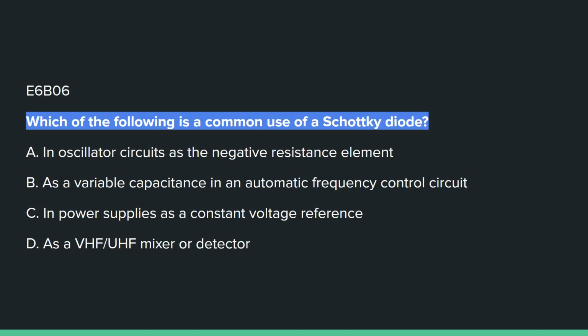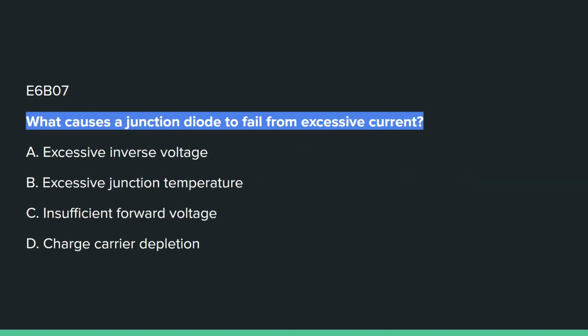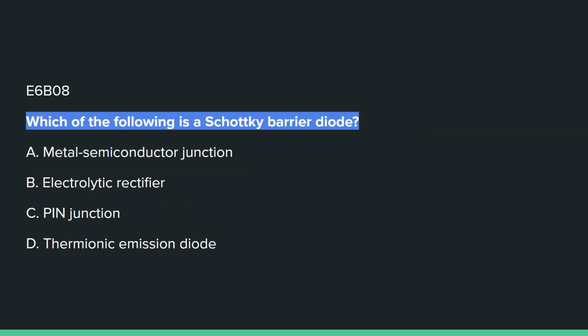E6B06, which of the following is a common use of a Schottky diode? D, as a VHF-UHF mixer or detector. E6B07, what causes a junction diode to fail from excessive current? B, excessive junction temperature. E6B08, which of the following is a Schottky barrier diode? A, metal semiconductor junction.